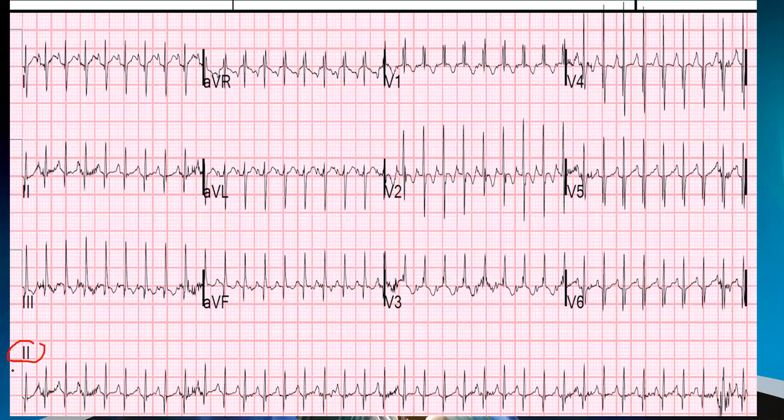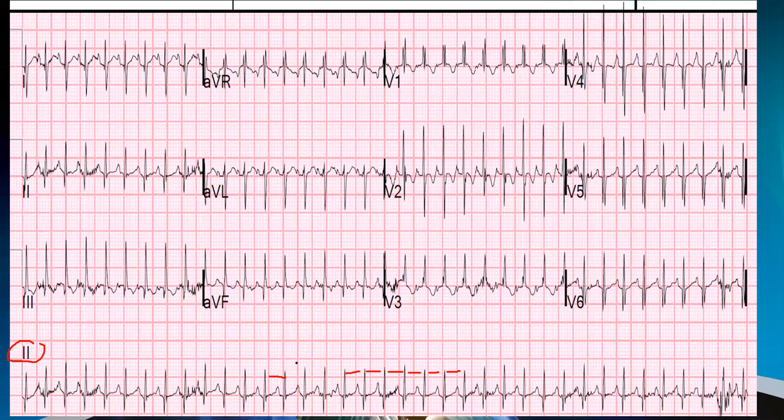Now look at the rhythm strip, which is lead 2. Always when you look at the rhythm strip, see what the rate is. Remember, I told you that if there is only one large square between two RR intervals, most of the time the rate should be 300. If two small squares, the rate is 150. Here you can see there is one large square and it's like two small squares. So it's not totally 300. It could be like 280, 270, like this.